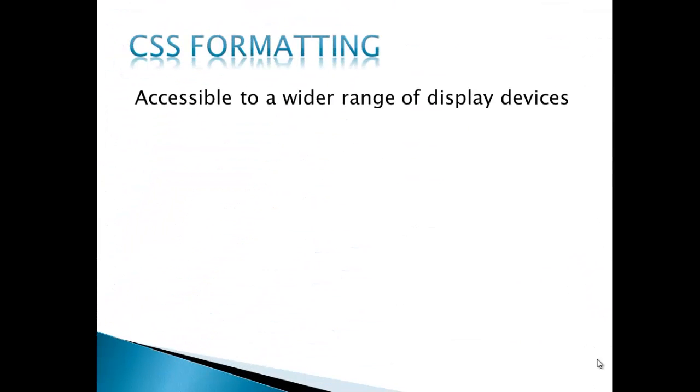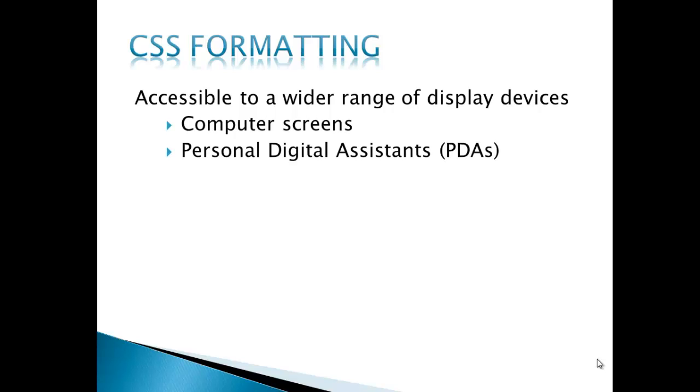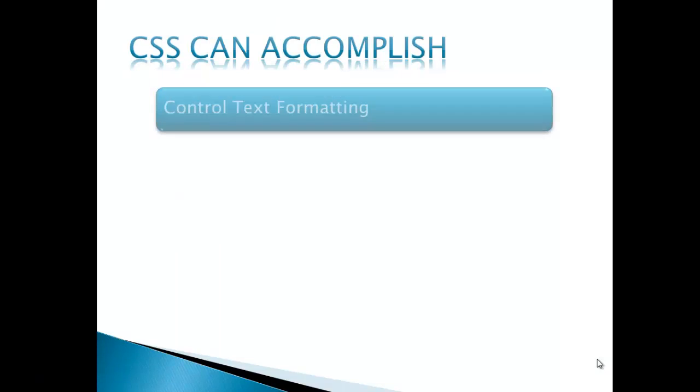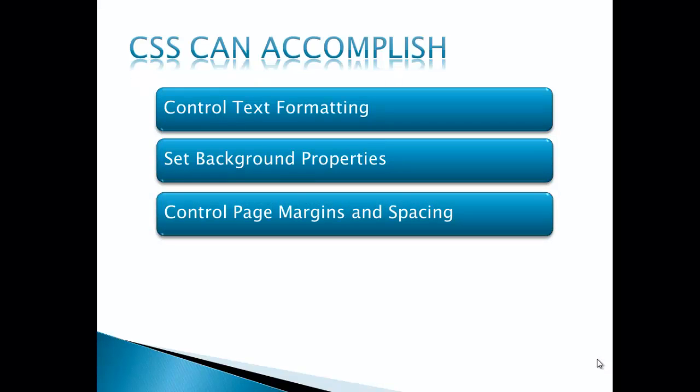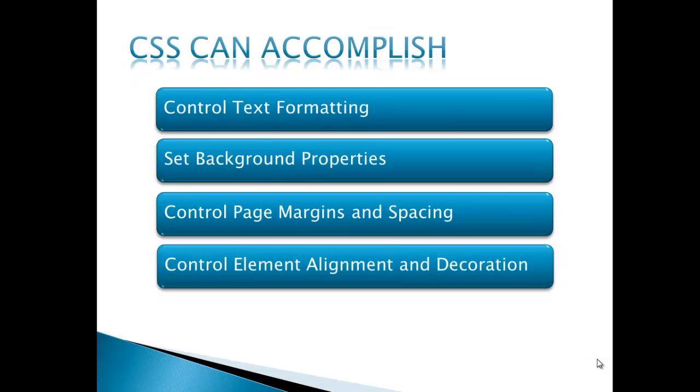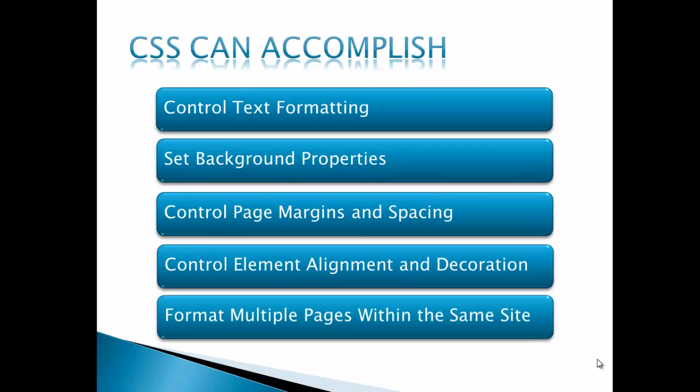CSS formatting enables designers to create pages that are accessible to a wider range of display devices. These are not limited to computer screens, personal digital assistants, smartphones, and tablets. Only the future will tell us what other devices will be displaying CSS and HTML. With CSS, you can accomplish controlled text formatting. You can set background properties. You can control page margins and spacing, or the space between each sentence. You can control element alignments and decorations, and you can also format multiple pages within the same site.